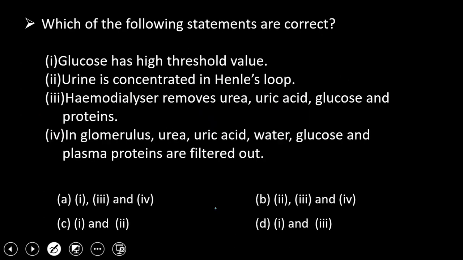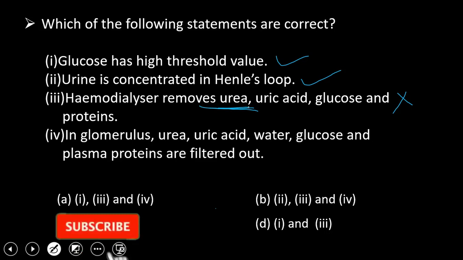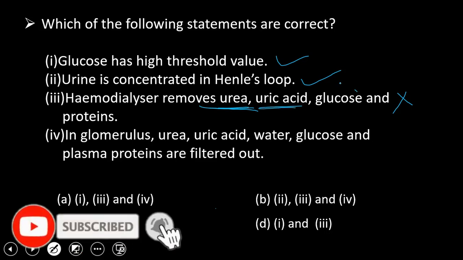Which of the following statements are correct? Glucose has a high threshold value. Urine is concentrated in the loop of Henle. Both are correct. Hemodialyzer removes urea, uric acid, glucose and protein. This one is incorrect, because hemodialyzer only removes the urea and a small amount of uric acid. It does not remove the glucose and proteins.